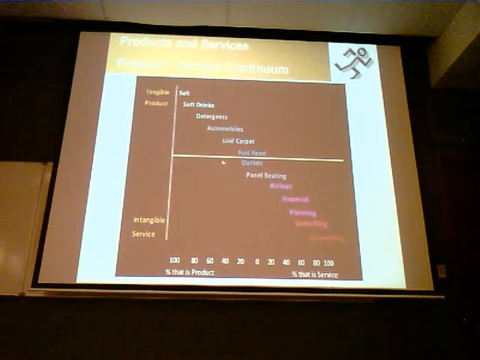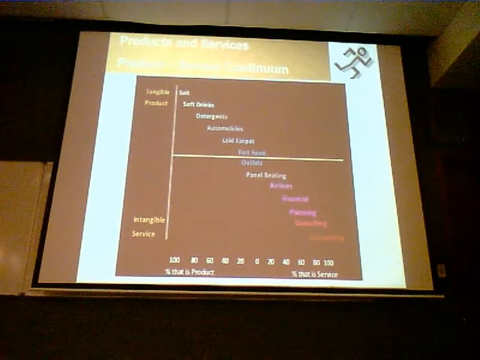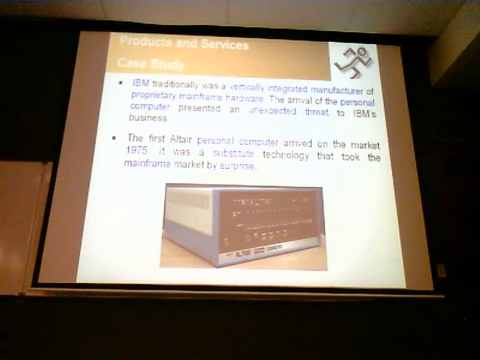It gets more and more towards intangible services the further down you go to panel beating and airlines and financial planning, etc. So it's sort of a gradient, if you like, between products and services. So here's our first case study for today. It's a case study about IBM.